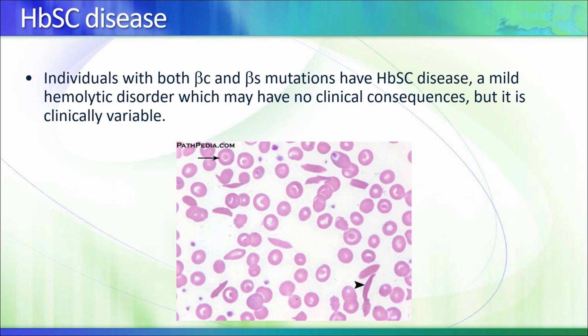Now there's another condition known as HbSC. These individuals have two alleles with different mutations. One allele is a beta S, and the other allele is a beta C. So they produce defective hemoglobin molecules. Just like normal individuals or individuals with sickle cell trait, these individuals have mild clinical abnormalities, hardly any clinical consequences, but it is clinically variable.